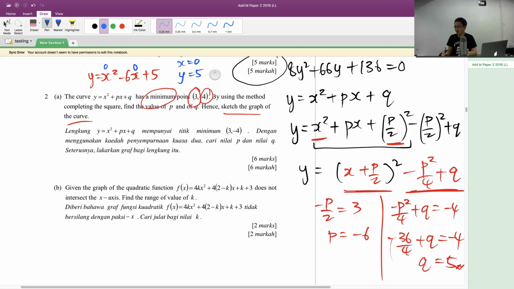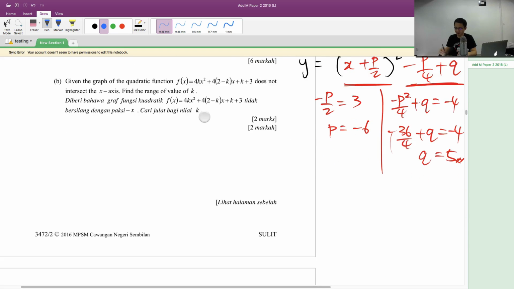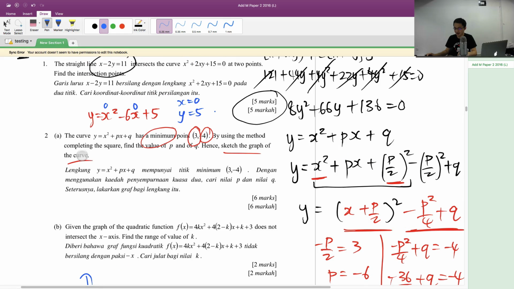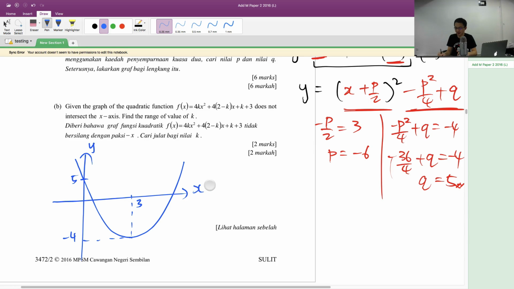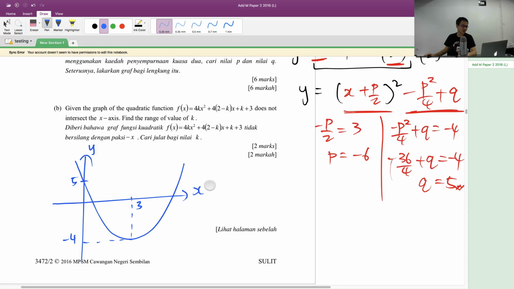Now I can sketch my graph. The minimum is at 3, negative 4, so my graph is something like this. It passes through 3, negative 4, and the y-intercept is 5. Of course, you can draw it a bit more nicely. So we have the minimum point here. This is 3, this is negative 4, and this is 5. This is y, this is x. Alright, then we're done.